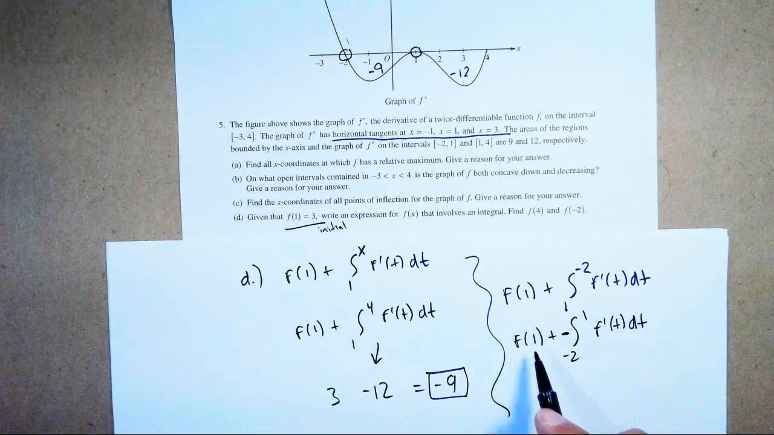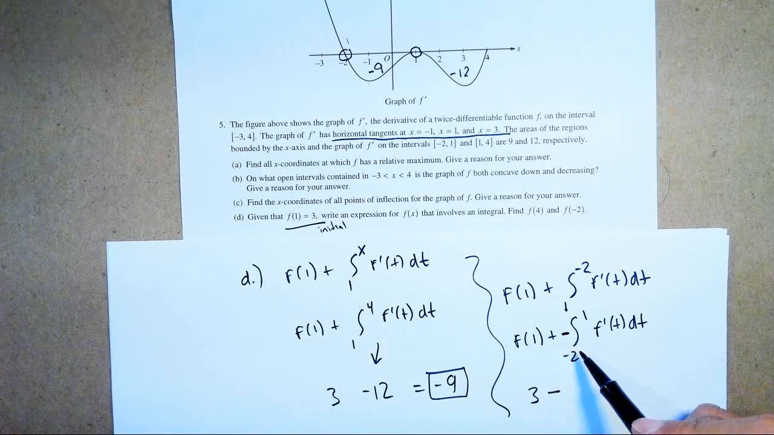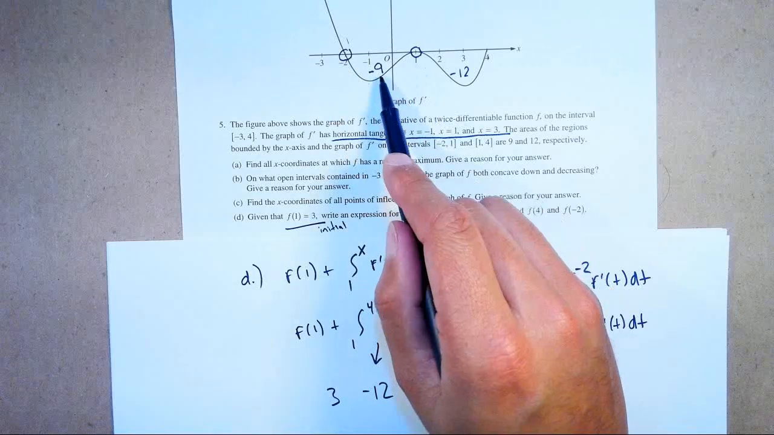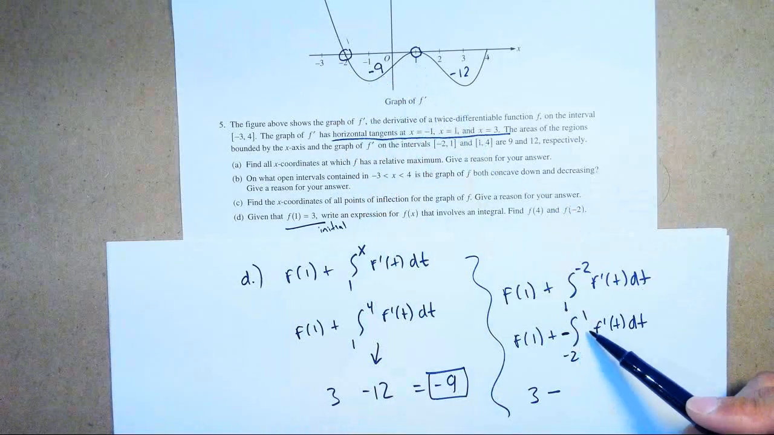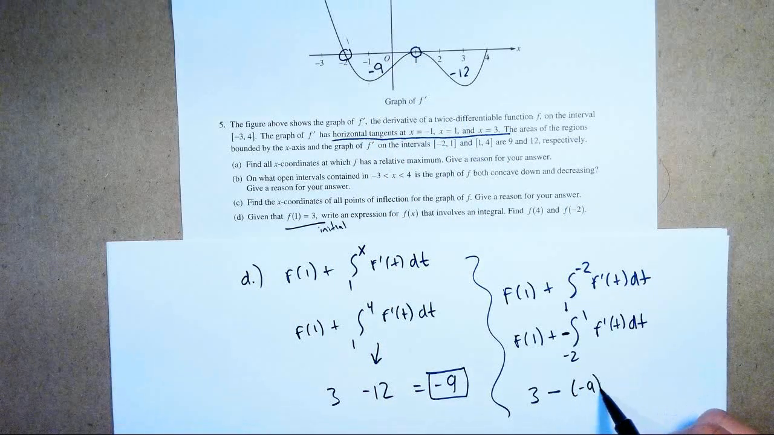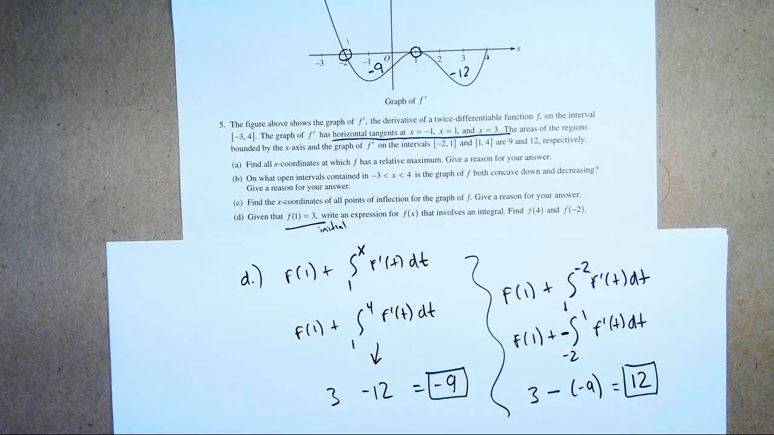And then f of 1, once again, is 3. That's our initial. And then minus, what is the area from negative 2 to 1? Negative 2 to 1, they told you was negative 9. Once again, the area from negative 2 to 1, integral means area, is negative 9. This is going to end up giving you a value of 12, and that's your answer. Okay, and that would wrap up the 9 out of 9 points.